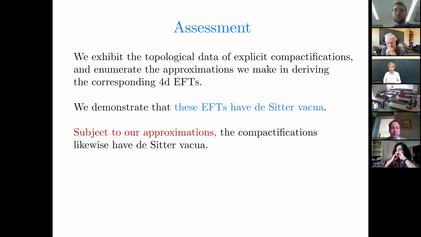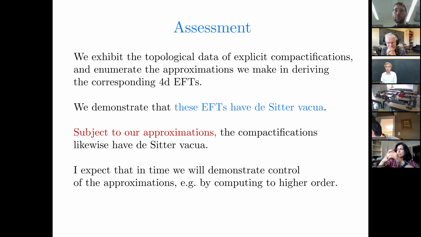Some of them are straightforward, like weak string coupling, and as I'll show you, the string coupling is indeed really small in our models, but there are other approximations. And none of us involved in this work feel that all of the approximations are nailed down completely. We enumerate them, we list them, you can see what they are, but we haven't proven that they're all trustworthy. So I personally think that in time we're going to demonstrate control of the approximations, for example, by carrying out various computations to higher order, but this is not work that's complete. And for that reason, we call these solutions candidate de Sitter vacua.